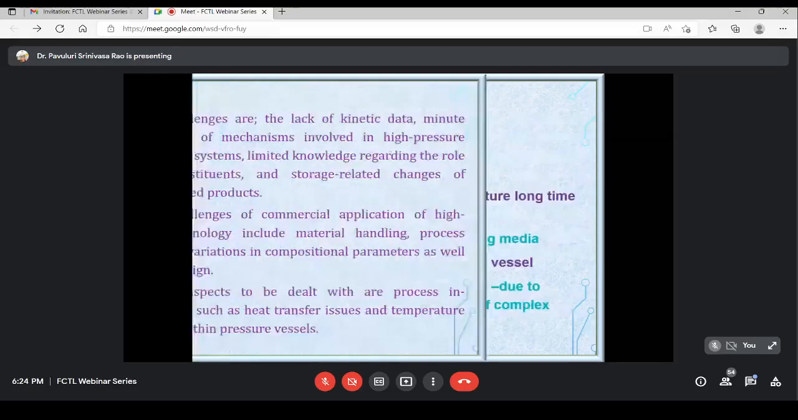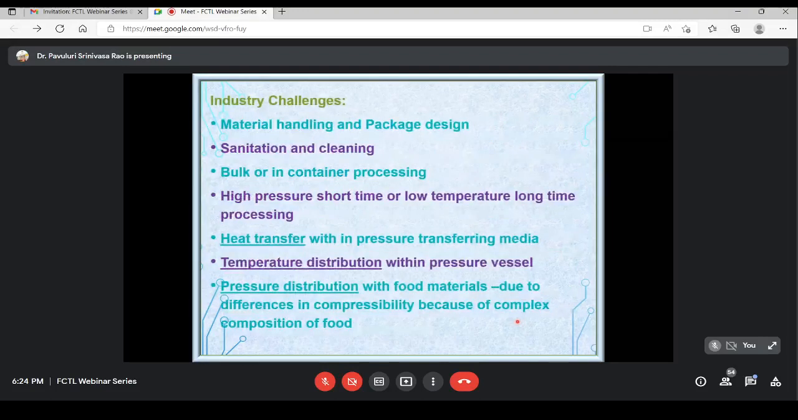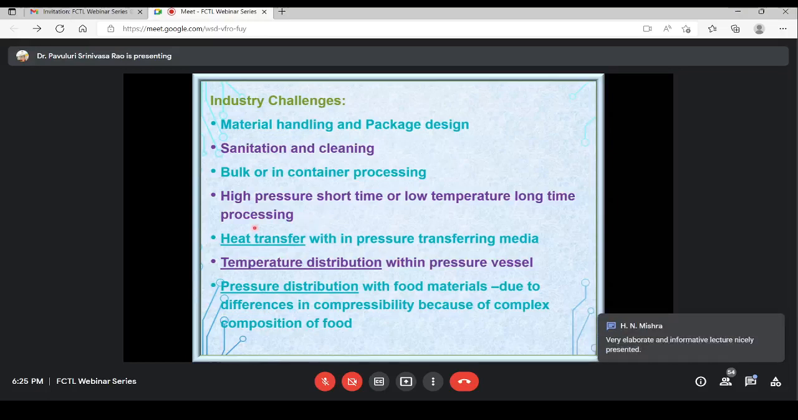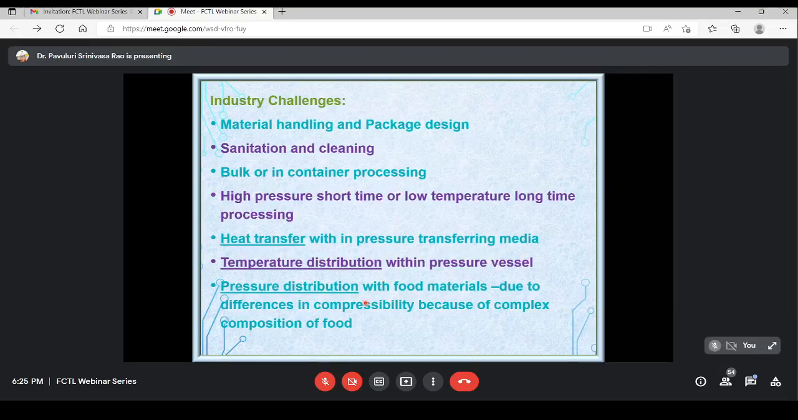And coming to the industry challenges: material handling and package design, sanitation and cleaning, bulk or in-container processing. So far we have only small packs, but you need to develop systems for bulk container packaging and processing also. Similarly, high pressure, short time or low temperature, long time processing needs to be studied. Also heat transfer within the pressure transfer medium, temperature distribution within the pressure vessel, and even the pressure distribution within the food material, due to the differences in complexity which I mentioned just before.